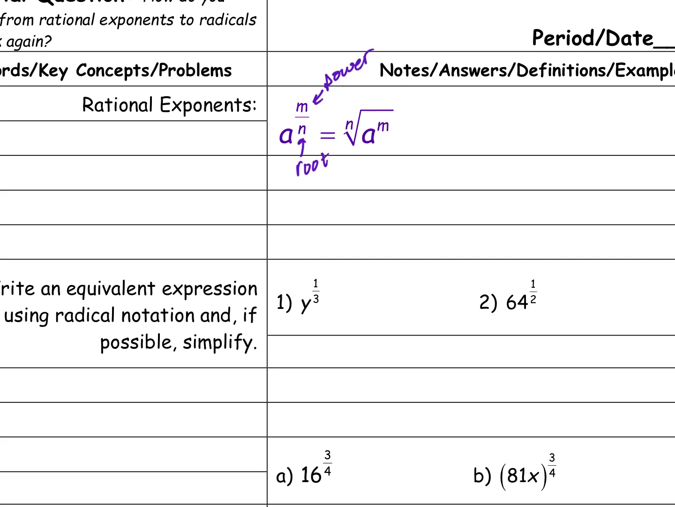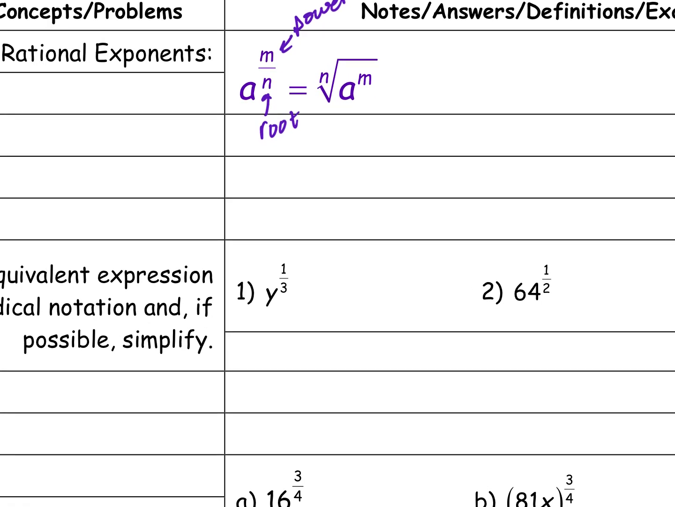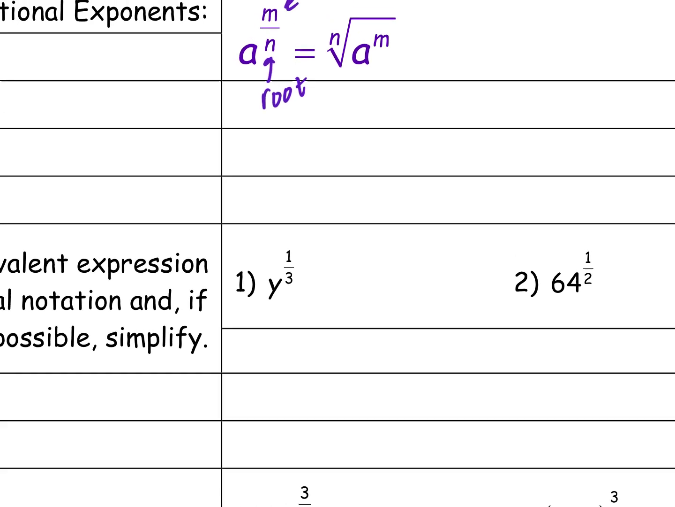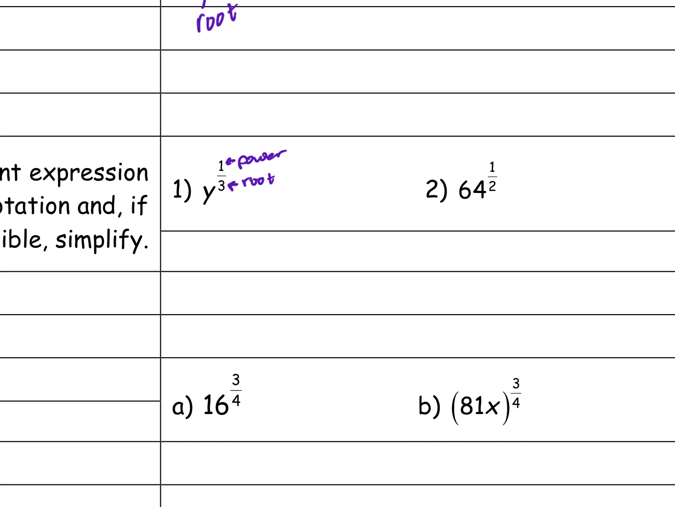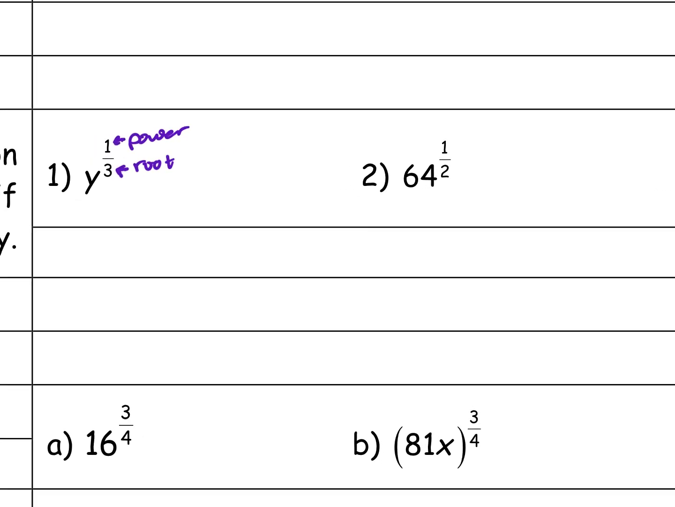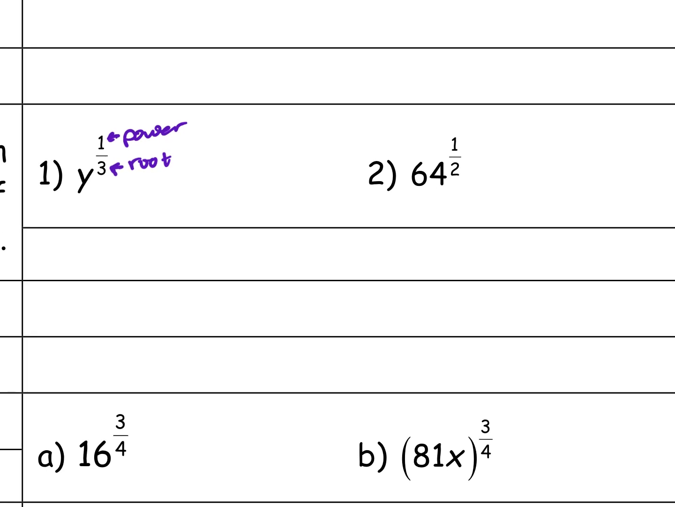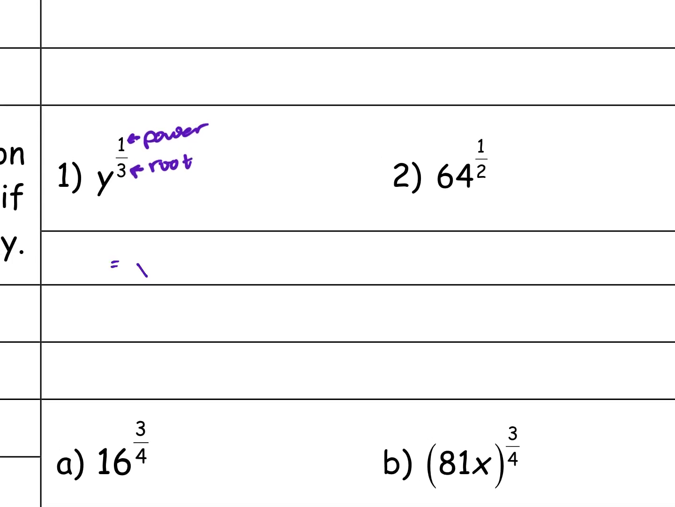And then what they want me to do is rewrite each of these as a root. So if the bottom part is my root, this is the third root and to the first power. So this is my root and this is my power. Can you guys see that? I'm going to make it big so you guys can see it. Okay, so that means this first one would become the cubed root of y to the first power. That's it. Okay? And then I can't simplify that.